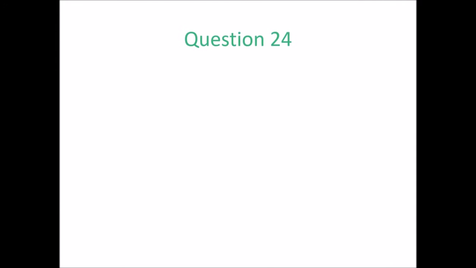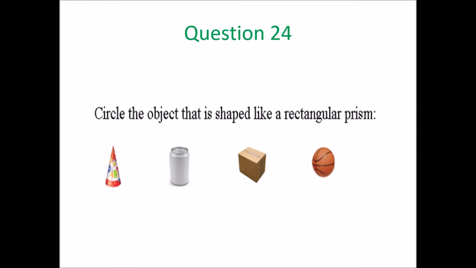Question 24. Moving right along. Circle the object that is shaped like a rectangular prism. Once it's shaped like a box, there it is. It's a rectangular prism.